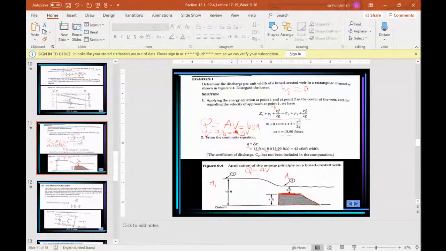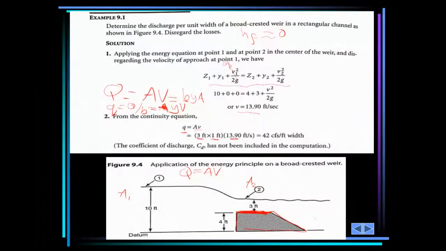Okay, let me take it to the presentation mode. So yes, you are correct. A1 has higher cross-sectional area of flow. But then Q is the same. To maintain the same discharge Q, the velocity has to change. Now, what will happen to the velocity at point 2? This is V1. This is V2. Which one is bigger between V1 and V2?